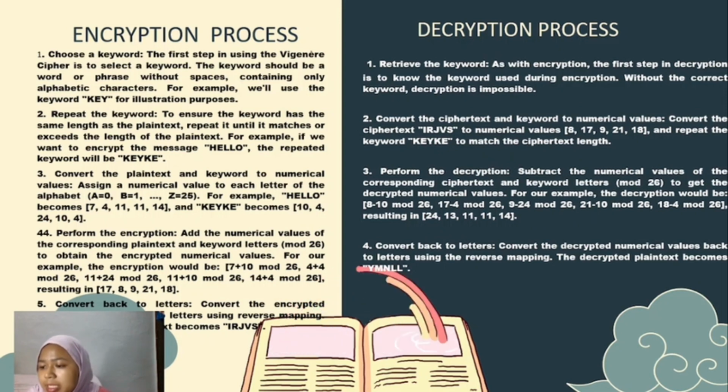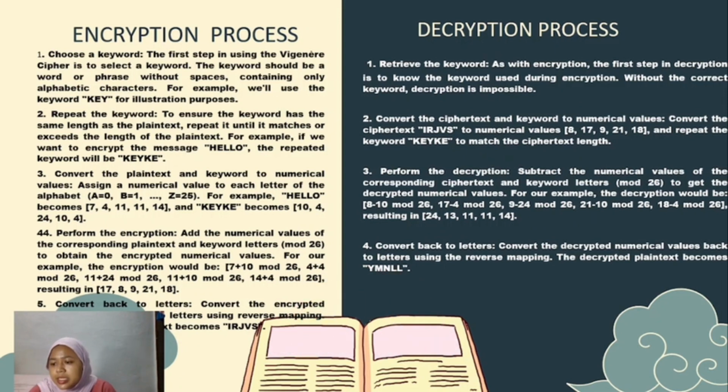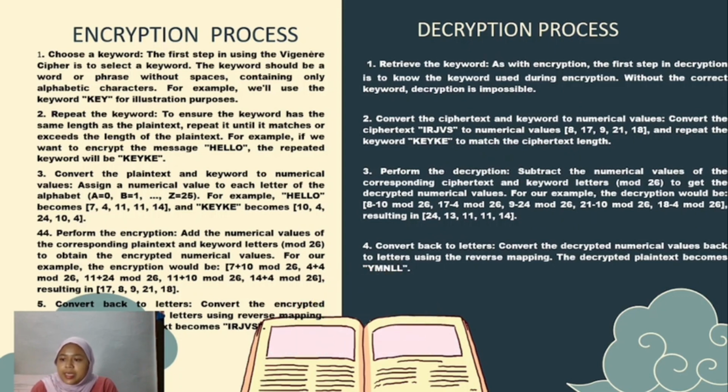Okay, number 5 is convert back to letters. Convert the encrypted numerical values back to letters using the reverse mapping. In this case, the ciphertext becomes RIJVS.